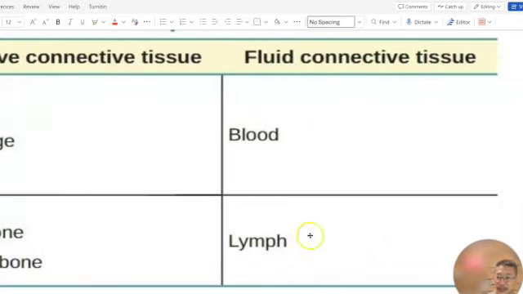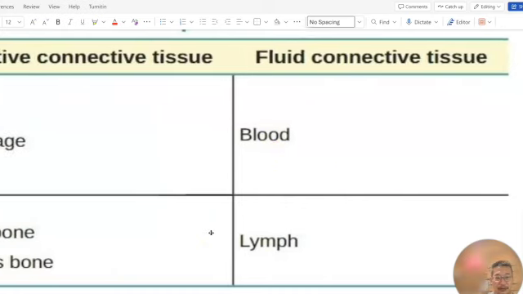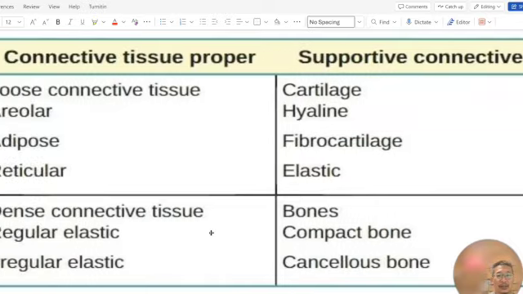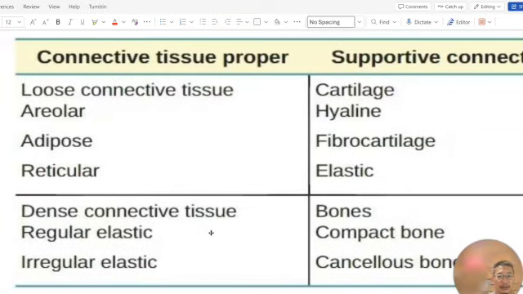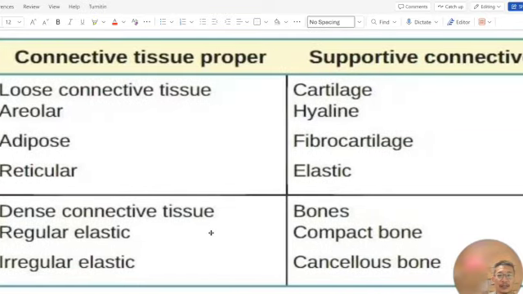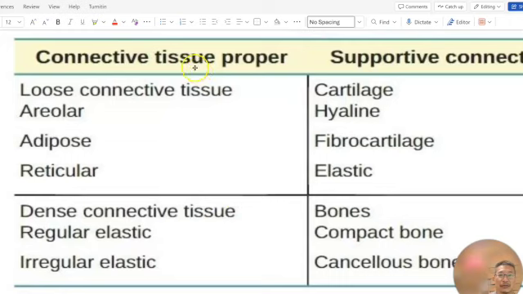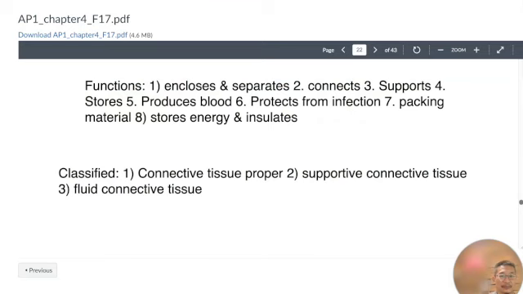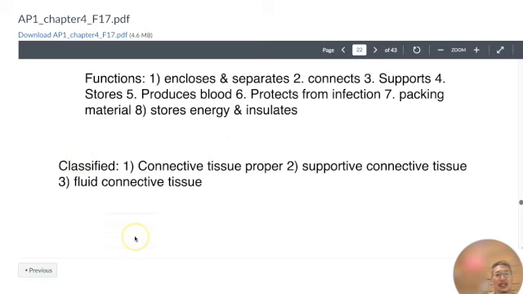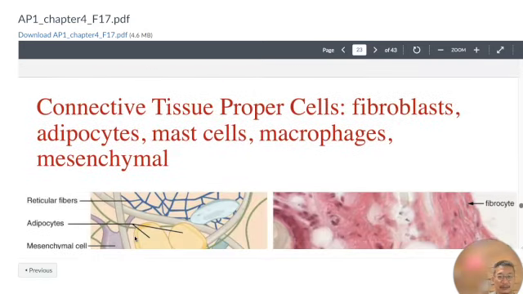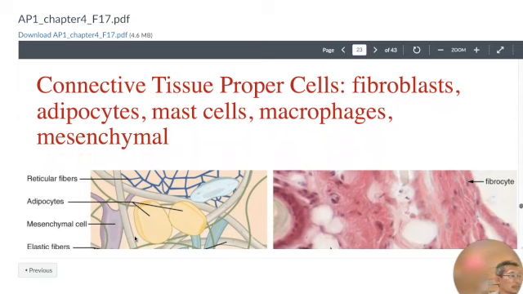So blood is a connective tissue. You can see blood, and then lymph node is also a connective tissue. So I would urge you to either copy this or write it down somewhere, so you don't get confused on what we're going to talk about. So back to this. Again, here's the classification, and we're going to go through them. Connective tissue proper.